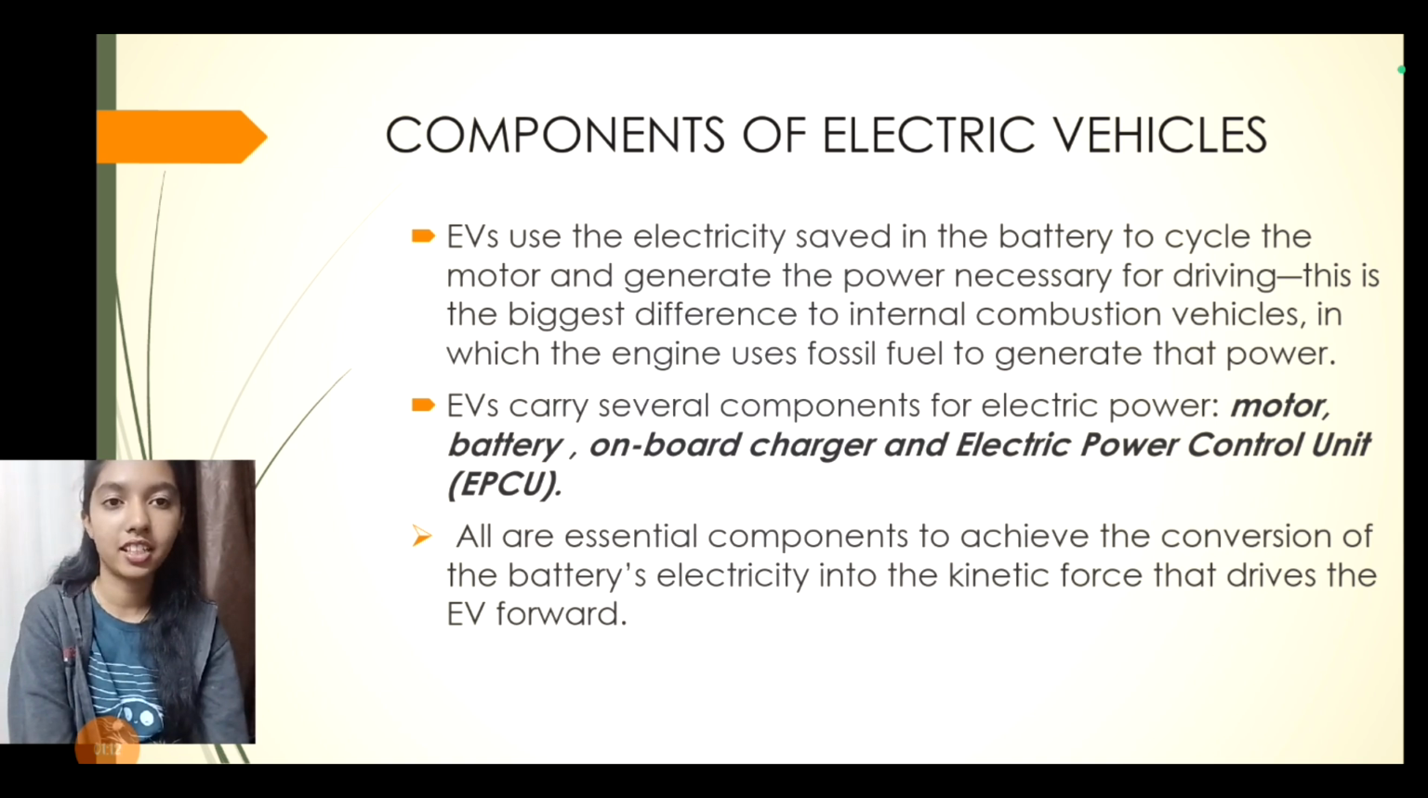Components of electric vehicles: EVs use the electricity saved in the battery to cycle the motor and generate the power necessary for driving. This is the biggest difference from internal combustion vehicles, in which the engine uses fossil fuel to generate that power. EVs carry several components for electric power: motor, battery, onboard charger, and electric power control unit. All are essential to achieve the conversion of the battery's electricity into the kinetic force that drives the EV forward.